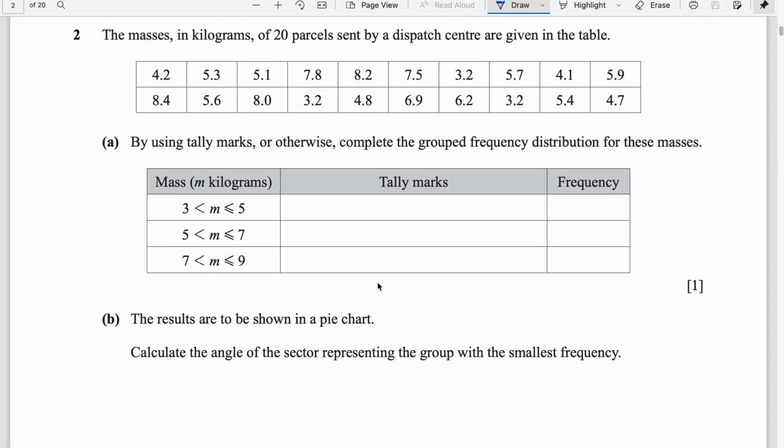Question number 2. The masses in kilograms of 20 parcels sent by a dispatch center are given in the table. By using tally marks or otherwise, complete the grouped frequency distribution for these masses. Okay, from 3 to 5. So we're counting this: 1, 2, 3, 4, 5, 6, and 7. 1, 2, 3, 4, 5, 6, 7.